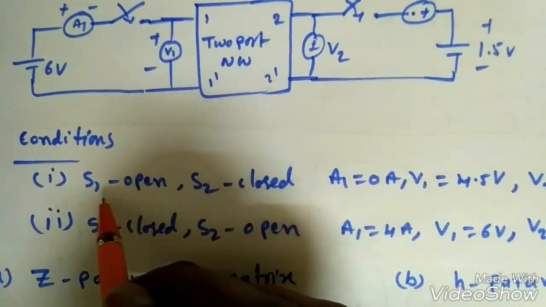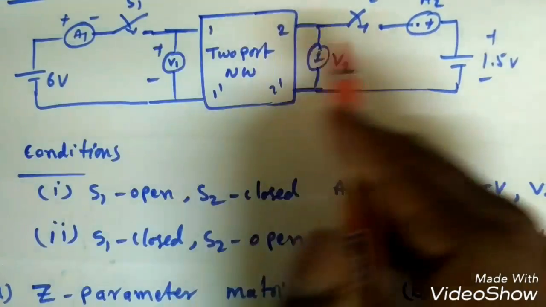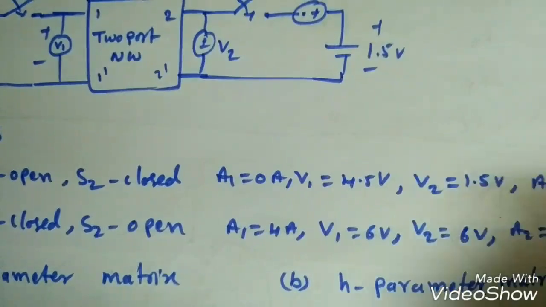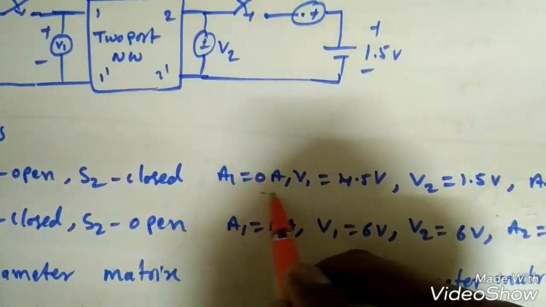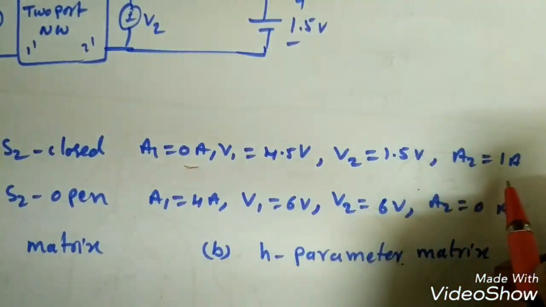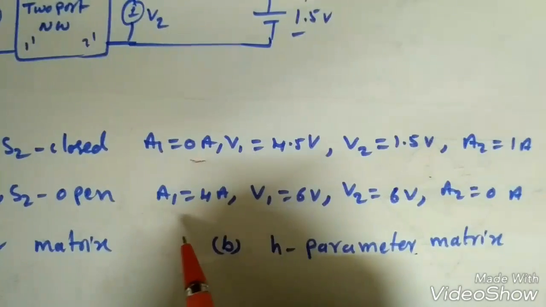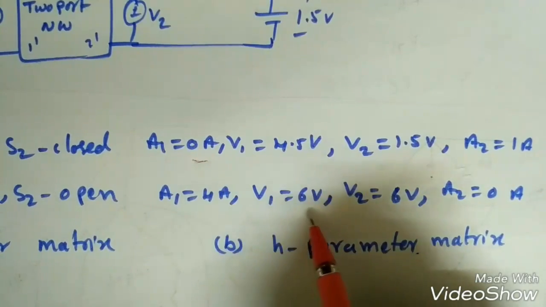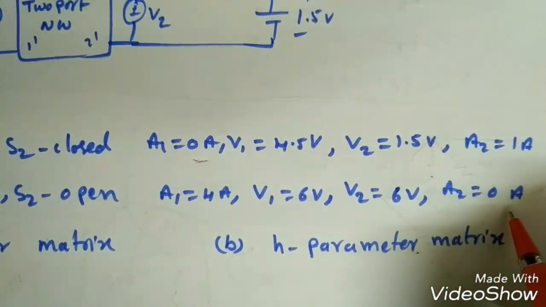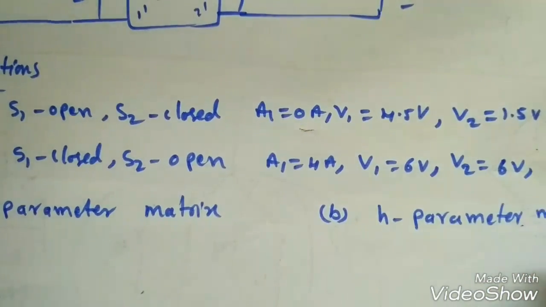In the first condition, S1 is open and S2 is closed. Then ammeter A1 reads 0 amperes, V1 reads 4.5, V2 reads 1.5 and A2 is 1 ampere. Similarly, for condition 2, S1 is closed and S2 open. Then A1 is 4 amperes, V1 6 volts, V2 6 volts, A2 equal to 0 ampere. Then what is the Z parameter matrix as well as the H parameter matrix?